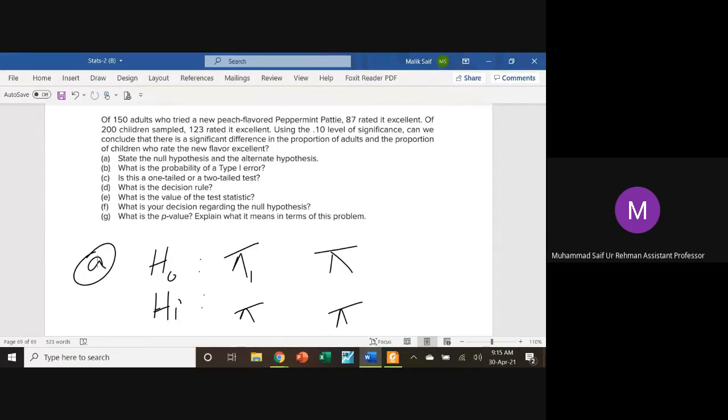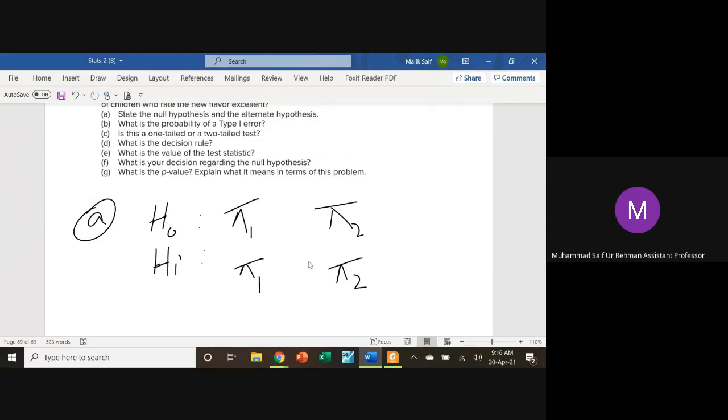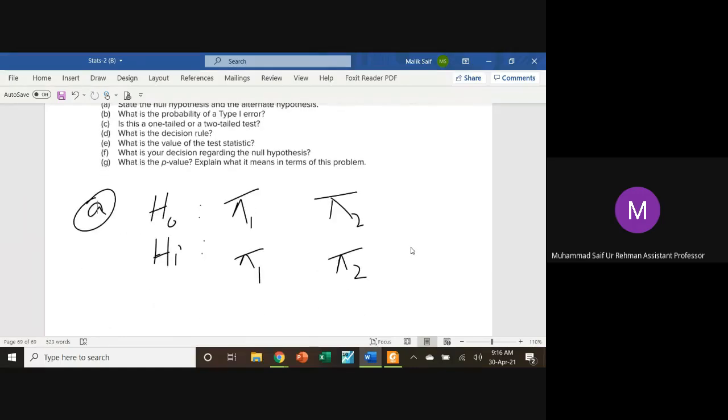Let's say pi 1. Pi 1 means proportion of adults, the adult population. 2 is for children proportion, pi 2, children population. Similarly, 1 and 2. And then you see, can we conclude that there is a significant difference in the proportion of adults and proportion of children? The word difference is there. It means that you will write down equality sign and inequality sign over here.